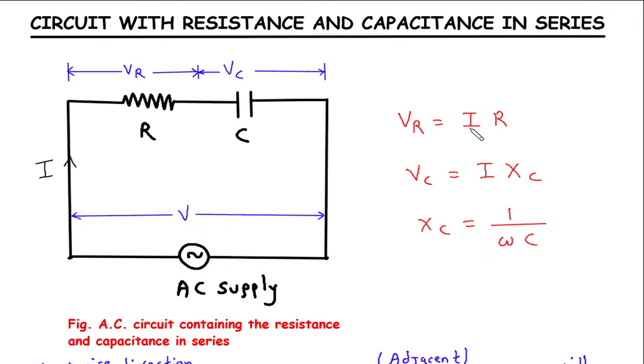Now VR is equal to I into R. According to Ohm's law, voltage is equal to current into resistance. Also VC is equal to I into XC, where this XC is the capacitive reactance. Also this XC is equal to 1 by omega C. This omega is the angular frequency.